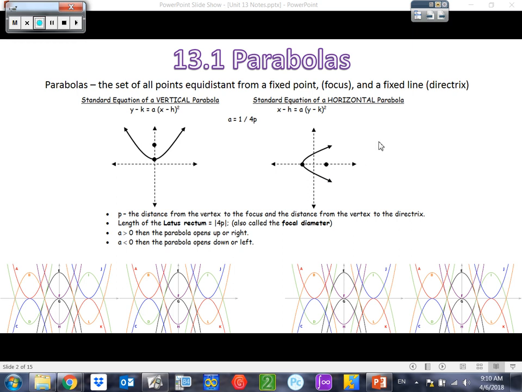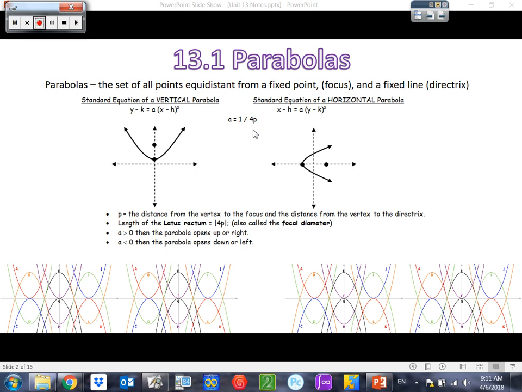We also have this orientation where we learned last year about parabolas that would open to the side, to the right or to the left, and they have a different equation where the y is squared and the x is not. But again, the h and k still stand for the vertex. h is the x coordinate of the vertex, k is the y coordinate of the vertex.